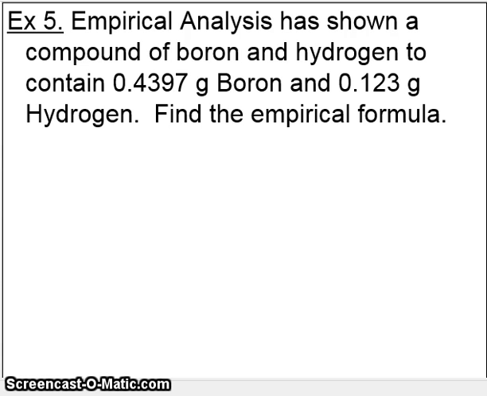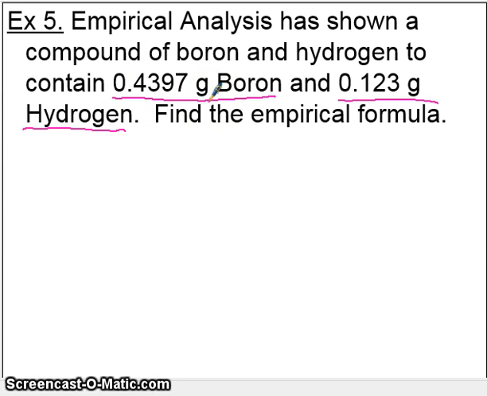and that's exactly what is done here. Here it says, empirical analysis has shown a compound of boron and hydrogen to contain this much boron and this much hydrogen. We're asked to find the empirical formula. So we're going to skip the percent to mass step because we're already at mass.